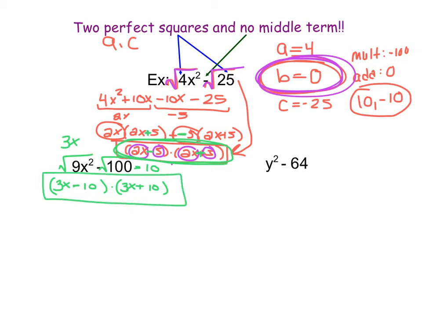Now if you don't fully believe me, you can multiply this out, and what you'll find is that you get 9x squared minus 30x plus 30x minus 100.